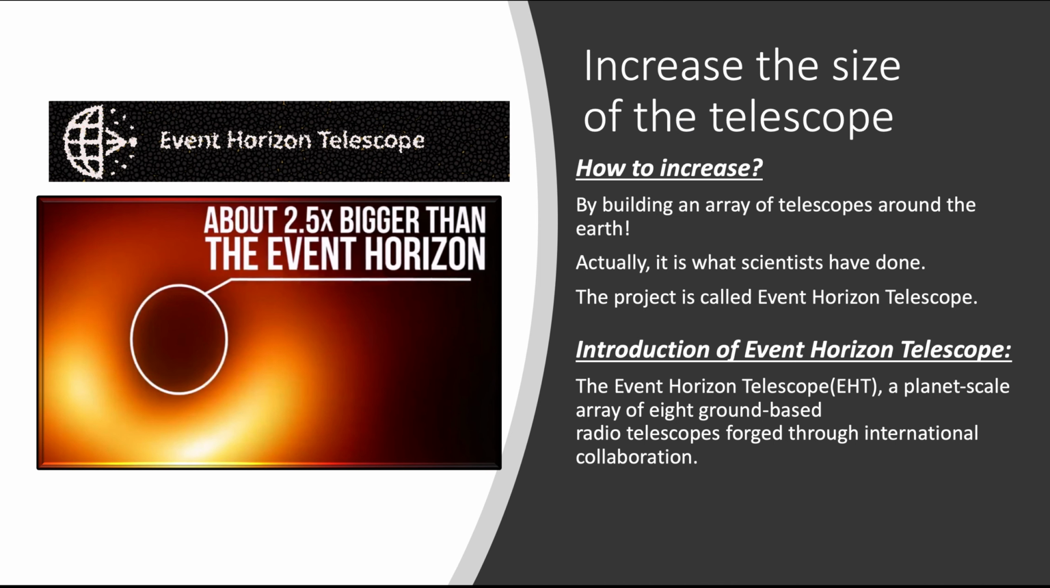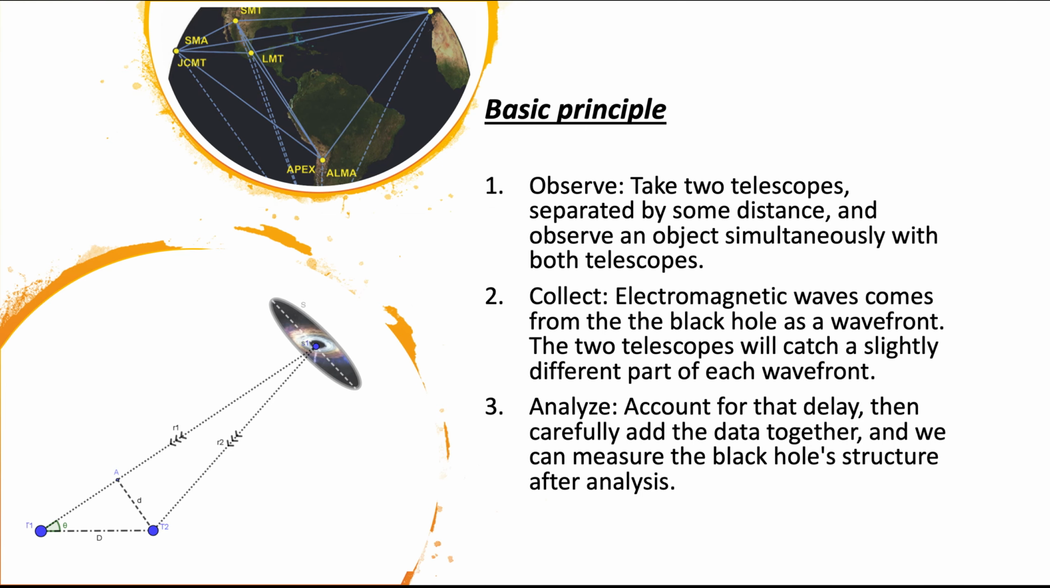So the method we actually used was the Event Horizon Telescope, which is called EHT, a planet-scale array of 8 ground-based radio telescopes built through international cooperation. The basic principle of the observation is, take 2 telescopes on Earth as an example. They are separated by some distance and observe the same object at the same time, and they collect data.